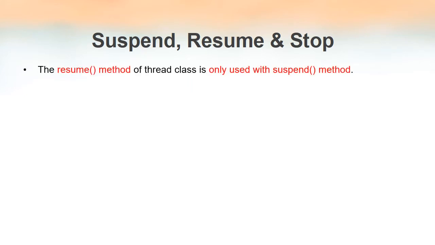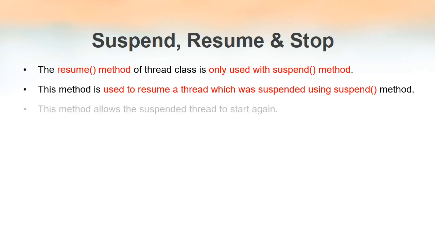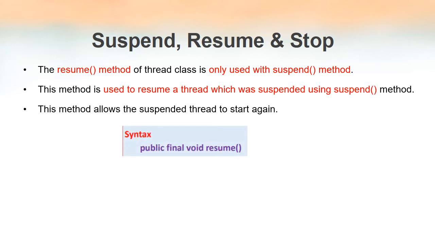I hope, as mentioned just now, we have the resume method. The resume method is used to invoke the thread that is suspended. So one point we have to remember is we can use the resume method only if the thread is suspended by using the suspend method. So all the threads that are suspended by using the suspend method can be started again by using the resume method. And the syntax of the resume method is like this: public final void resume.